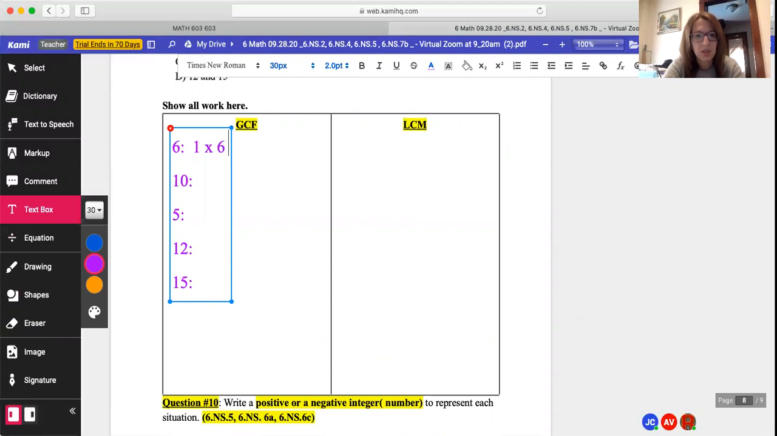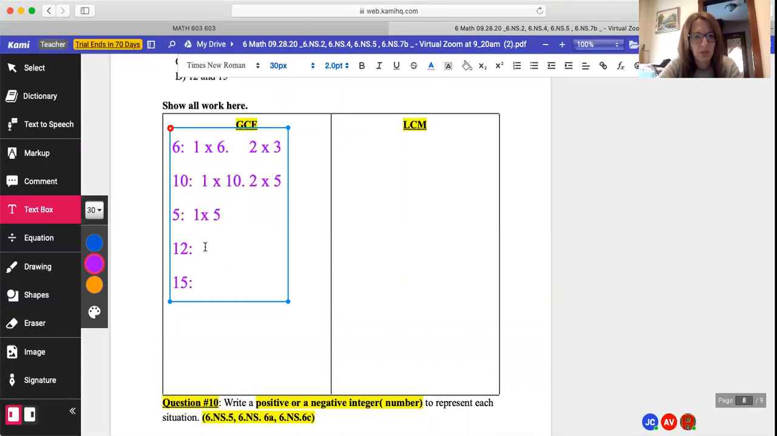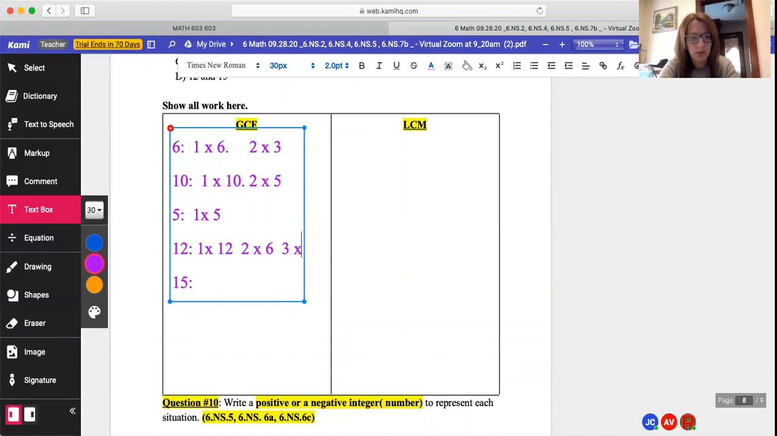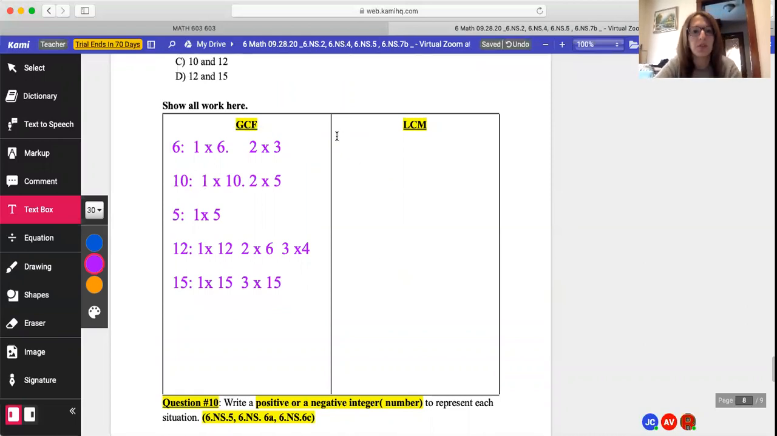1 times 6 and 2 times 3. Then I'll list the factors of 10. 1 times 10 and 2 times 5. We're going to list the factors of 5. 1 times 5. Factors of 12. 1 times 12. 2 times 6. And then we have 3 times 4. Factors of 15. Simple. 1 times 15 and 3 times 5.